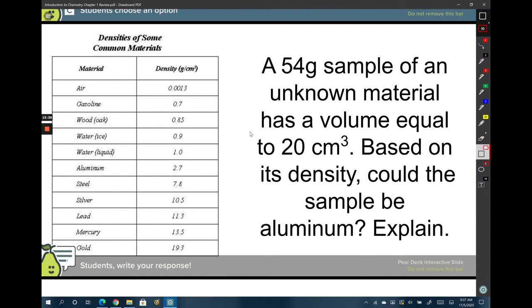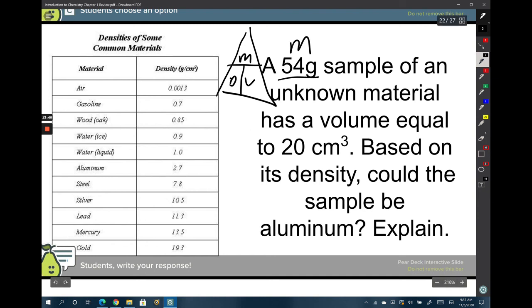All right, so let's draw up here our density triangle. We know that M, D, V. We know this is the mass. We know that this is the volume. Based on its density, so we're looking over here, could it be aluminum? So we're trying to find if this object could be aluminum. So we need to calculate to see if the density comes up to that. So we are doing mass divided by volume.